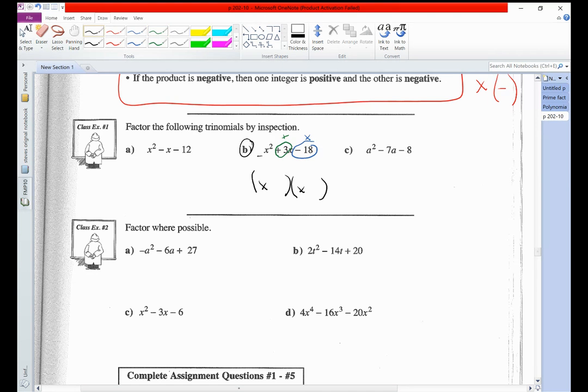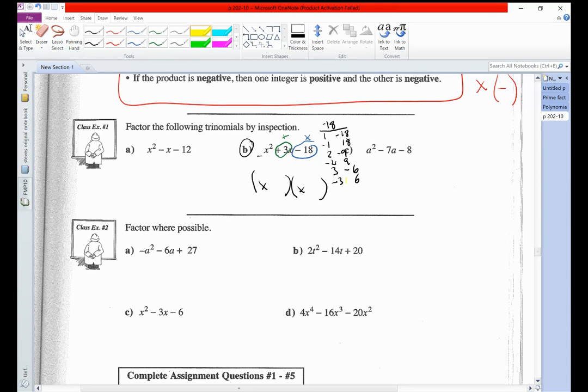So I like to use a multiplication chart, looking for negative 18. So I've got 1, negative 18, negative 1, 18, 2, negative 9, negative 2, and 9. What else do we have? 3, negative 6, negative 3, and 6. So I need to find two numbers in that set that add to positive 3.